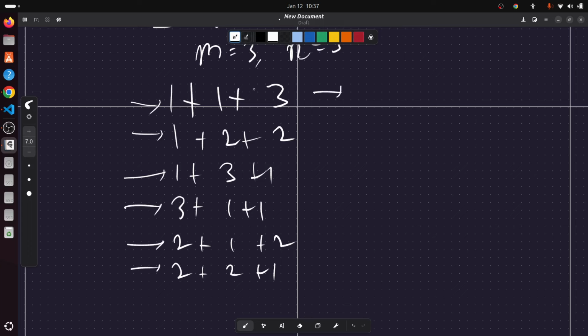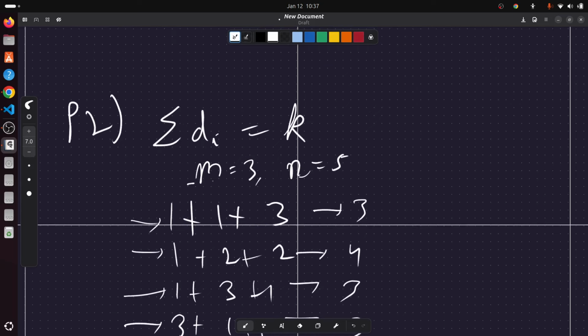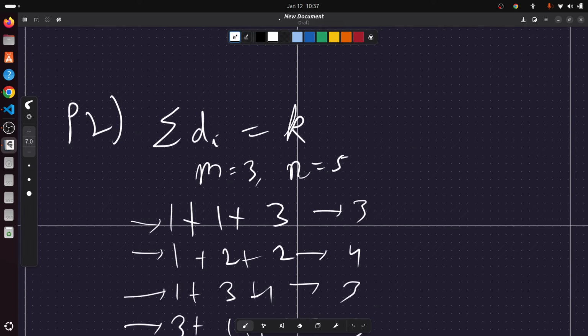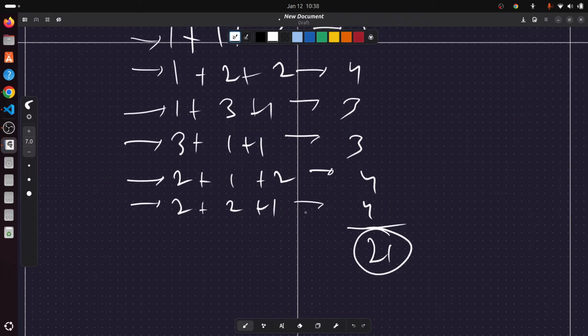And so for the first division the product is 3, for this division the product is 4, for this the product is 3, for this one the product is 3, for this one the product is 4, and for this one the product is 4. So in total the sum turns out to be 9 plus 12, which is 21. So for m equal to 3 and k equal to 5, we have to print the answer 21.